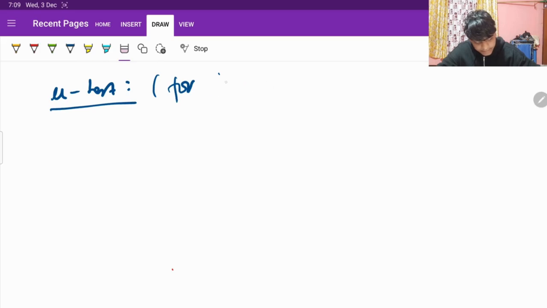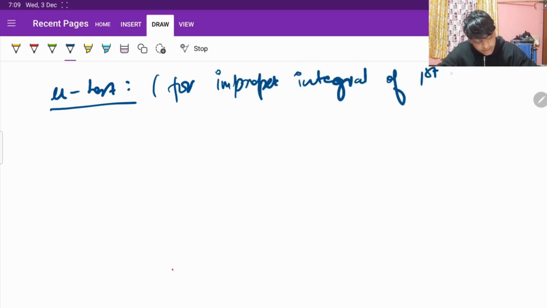Let me write it. Improper integral of first kind. Okay, so obviously there is a mu test for improper integral of second kind, and then we require both mu tests. Okay, so let me write.